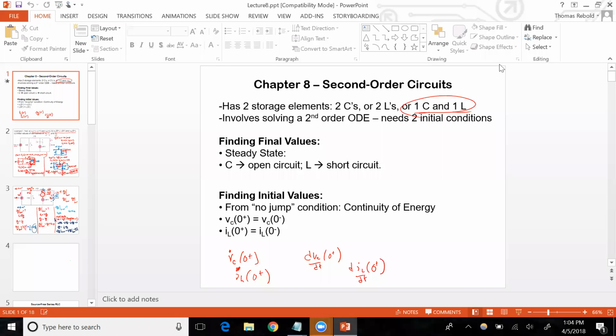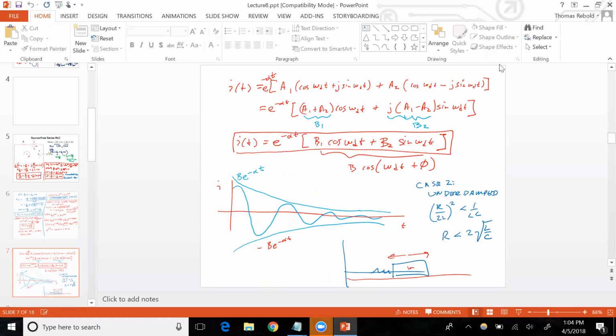Okay, so day 3 of second order circuits. How many more days do we have? It's hard to get motivated.